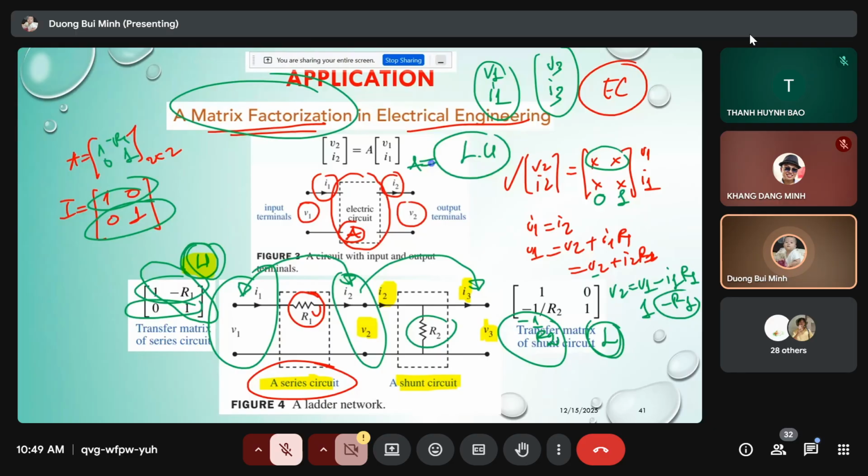Okay, you can get I. So now here. Okay, so this is the application.